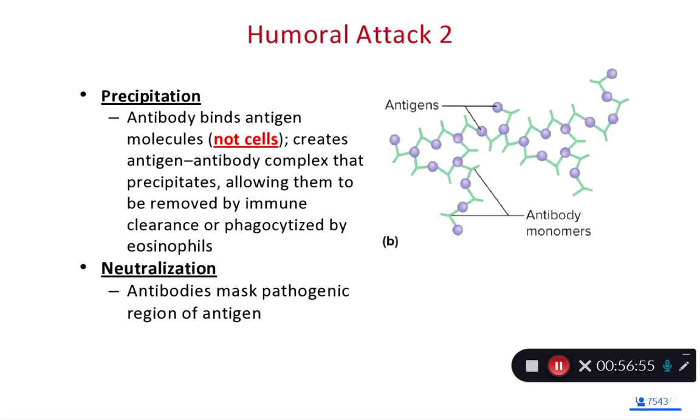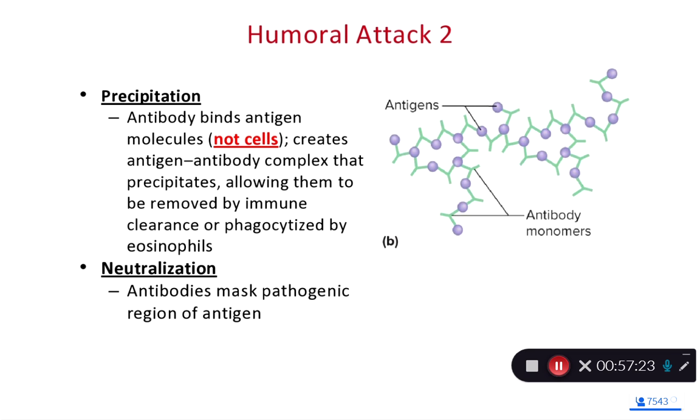Practically speaking, this precipitation is what happens when we are given antivenom. Let's say you have a snake bite. There's some molecule in the snake that's toxic to the body. We're given antivenom. The antivenom contains antibodies that bind to that particular toxic molecule and cause that toxic molecule to precipitate out, as opposed to attacking the cells of our bodies.